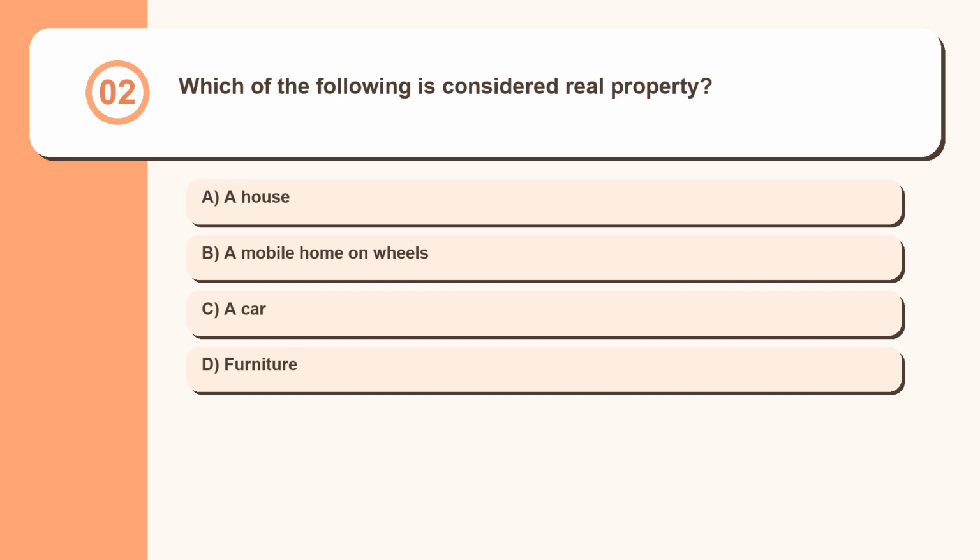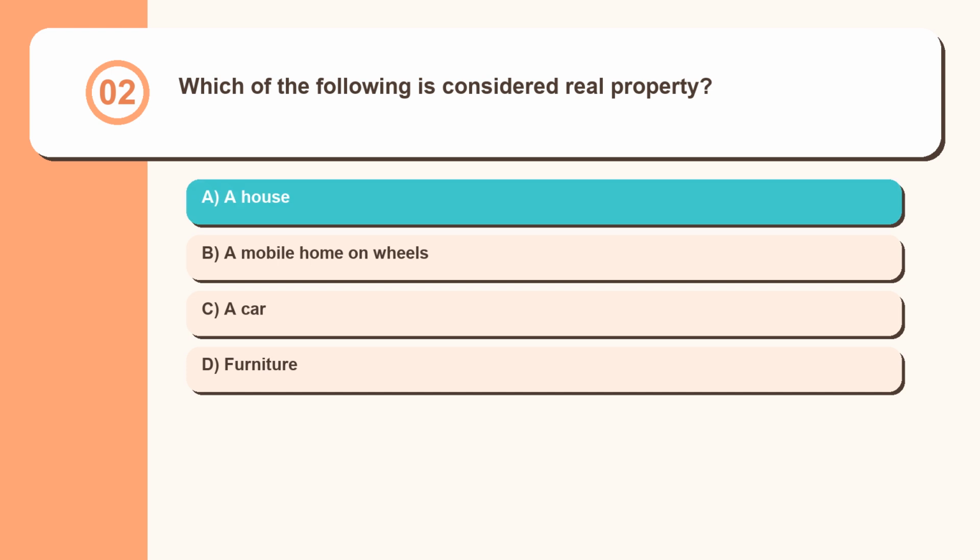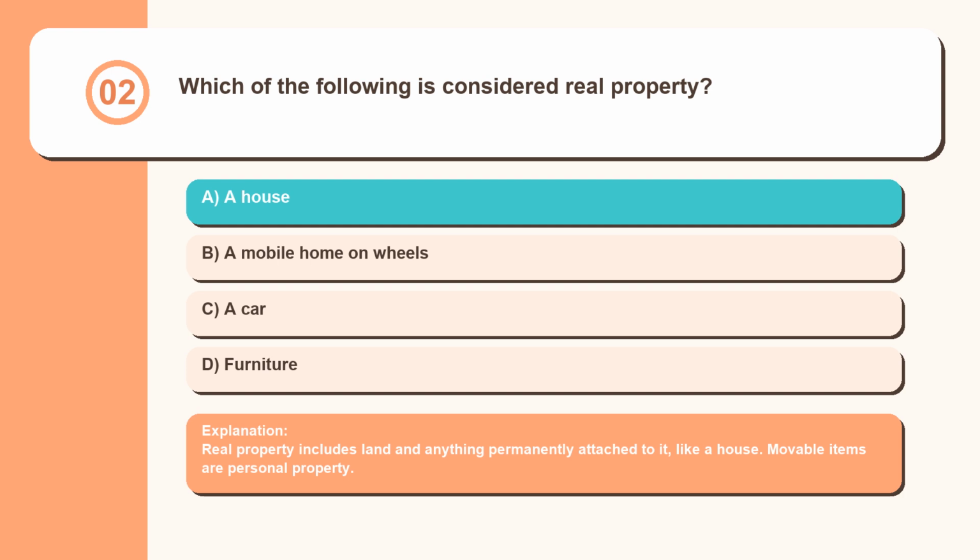Question 2. Which of the following is considered real property? A house, a mobile home on wheels, a car, furniture. Real property includes land and anything permanently attached to it, like a house. Movable items are personal property.